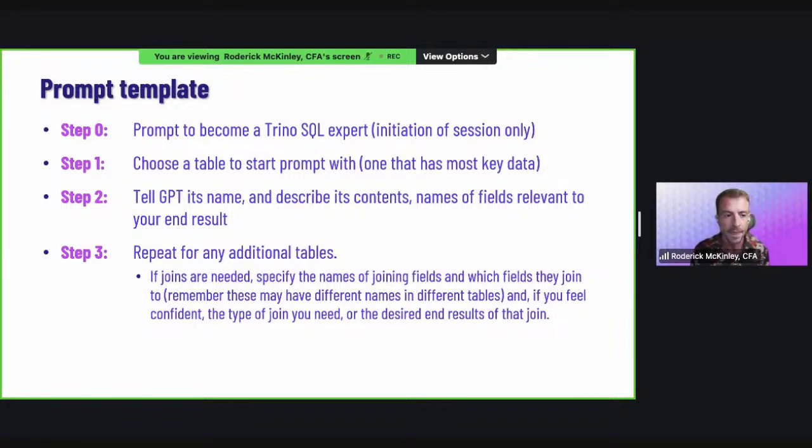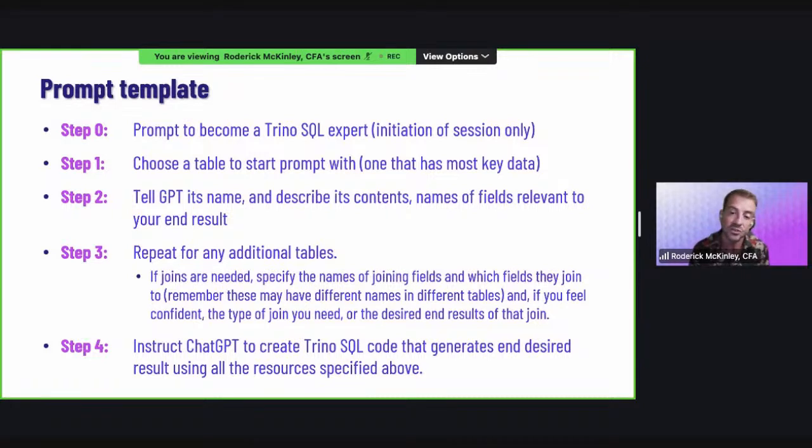As an example. And then finally, instruct ChatGPT to create the Trino SQL code that generates the end result using all the resources you've just specified above. I think that this prompt structure helps us to be precise and clinical in setting out the problem at hand. For all the reasons that we've just been discussing, this helps to reduce the ambiguity of the prompt, and improves the likelihood that you're going to get the answer that you really want.